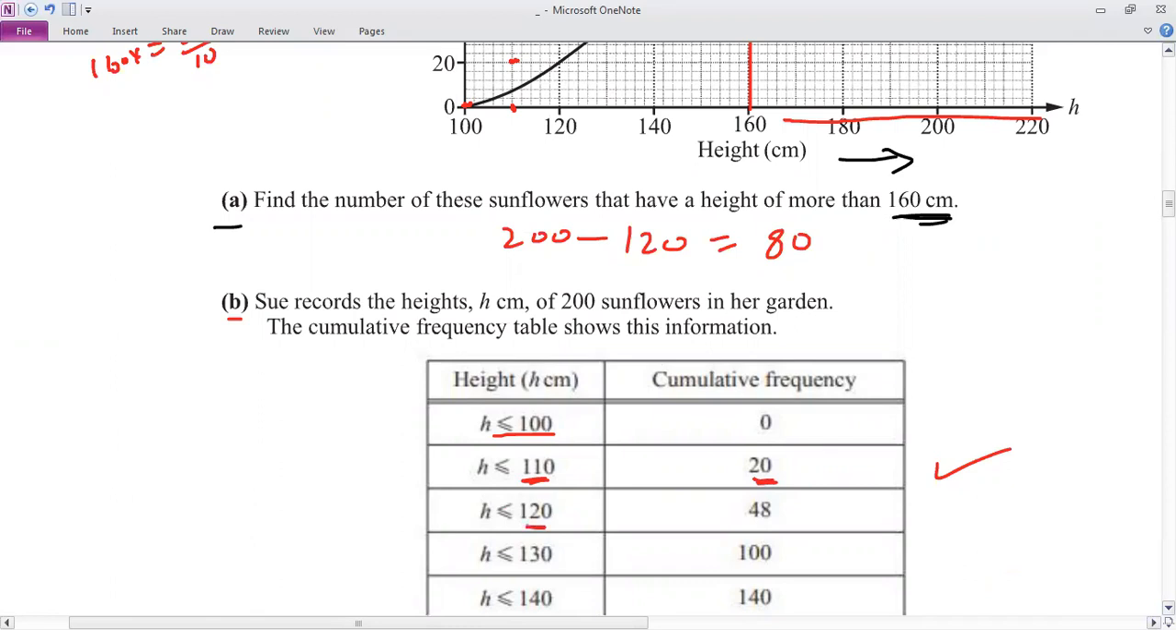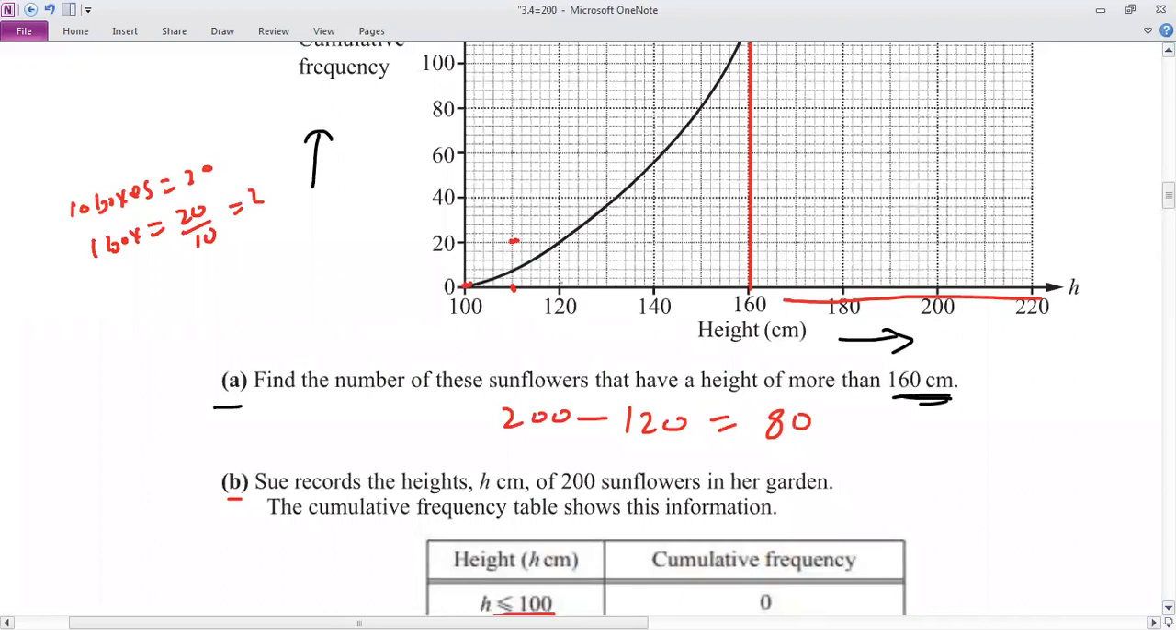For less than or equal to 120 it is 48. Where will be 48 on this side? Look, how many boxes are making 20? 1, 2, 3, 4, 5. 5 boxes are making 20. It means one box will be 20 over 5, that is 4. So we need 48. This is 40, 44, 48. So it means for 120 it is 48, so we draw that.